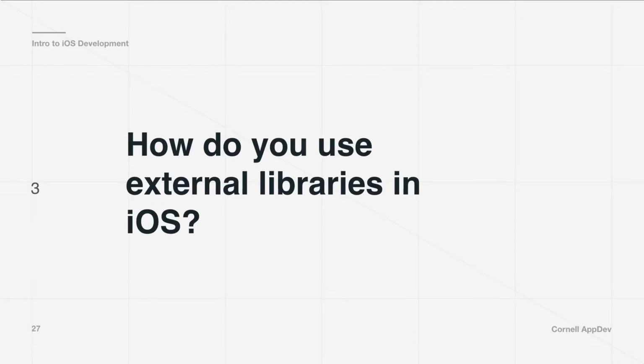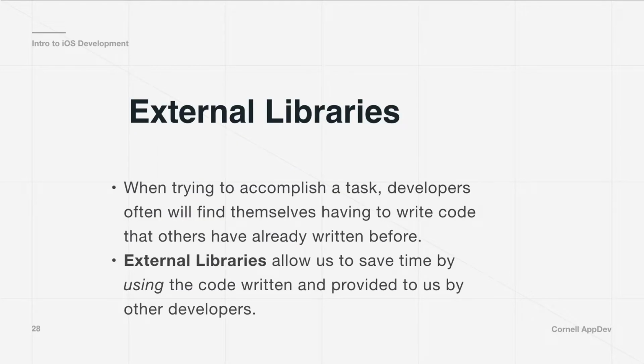Before we can delve further into connecting our app to the internet, we have to talk a bit about external libraries. So what are external libraries and why do we care about them? Whenever you develop an app, you're probably going to run into issues or things that you'll need to do that other developers in the past have also needed to do. The reason that external libraries are useful is because they allow you to save time by using code that other developers have provided you with.